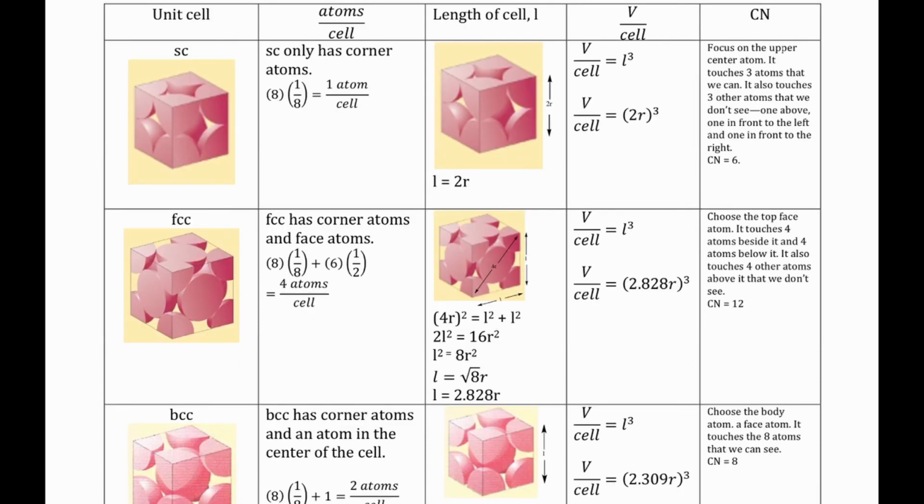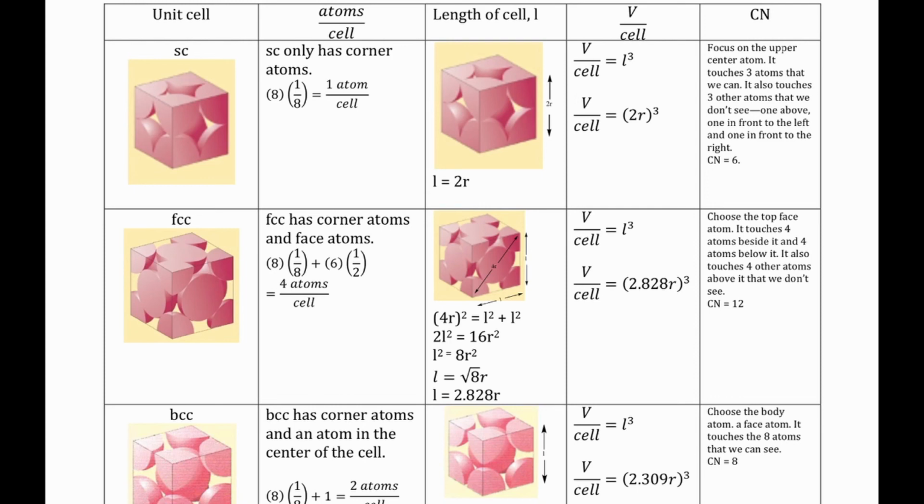Okay, our next column is volume per cell, which we need, of course, for our density calculation. So these are cubes, so the volume per cell is the length of the cell cubed. We have the lengths already calculated. So for simple cubic, volume per cell is 2R cubed. For FCC, volume per cell is 2.828 R cubed. And for body-centered cubic, the volume per cell is 2.309 R cubed.